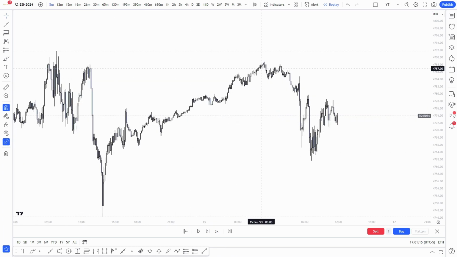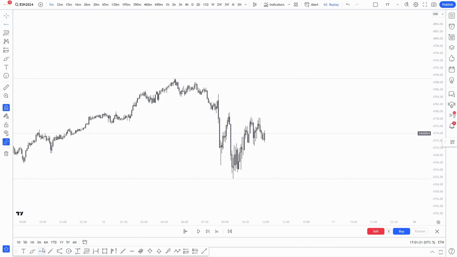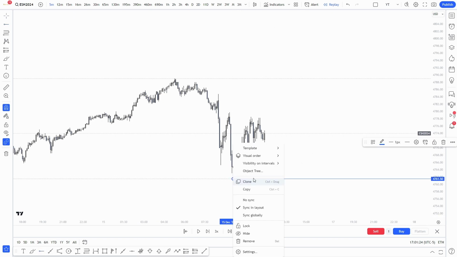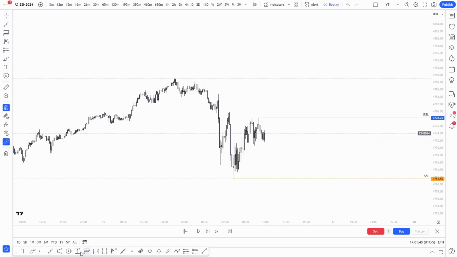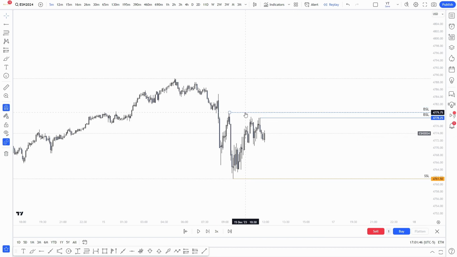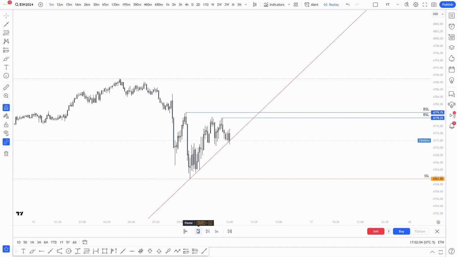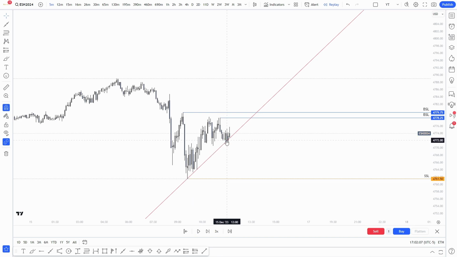Notice how we currently got a market structure shift to the downside here. Let's mark out our internal buy side and sell side liquidity. We have sell side liquidity down here, internal buy side liquidity, more buy side liquidity. Now let's draw out our trend line here. Let's hit play. Notice how we failed to get a body close, so we're going to slightly adjust this.